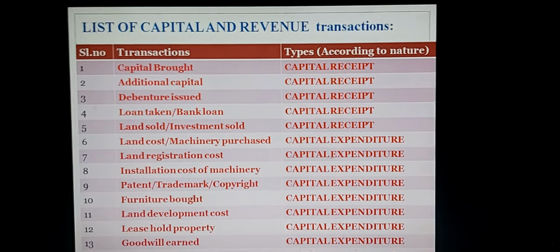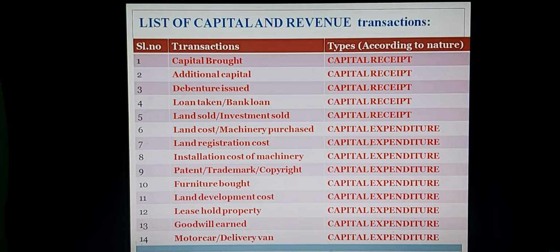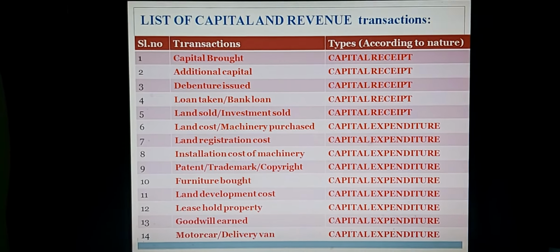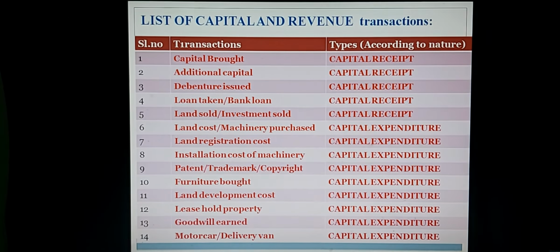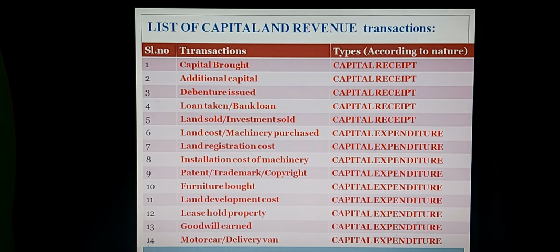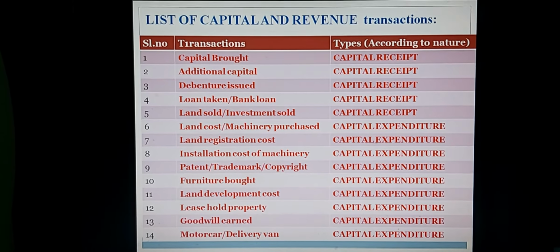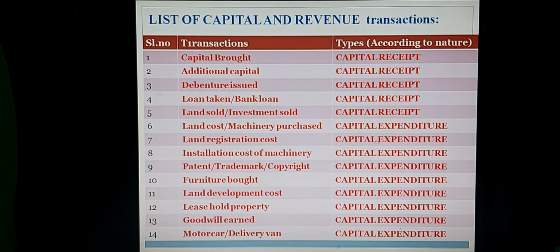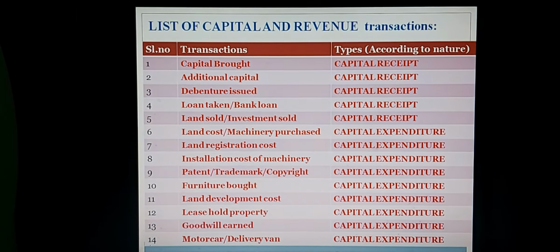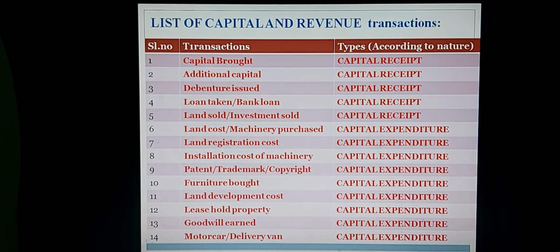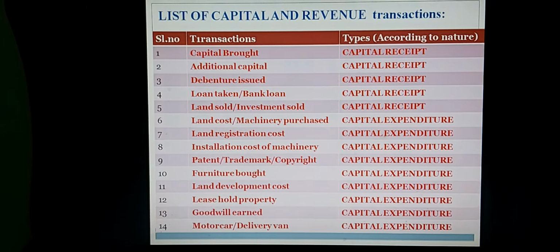Land development cost. Land-related items, land purchased, land registration cost, land development cost, follow the same rules. It is also one kind of capital expenditure. Reason is the same. Next one, leasehold property. It's a capital expenditure. A huge amount of money is paid for this one. It's an irregular item and non-recurring expenditure.